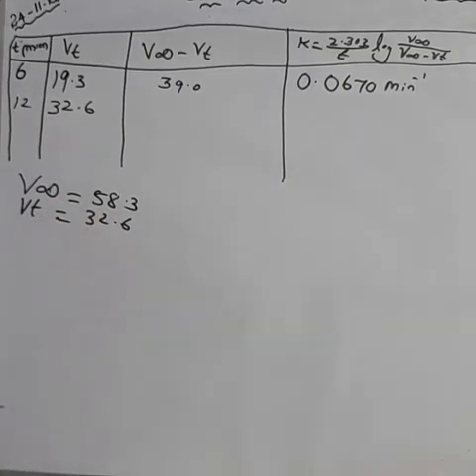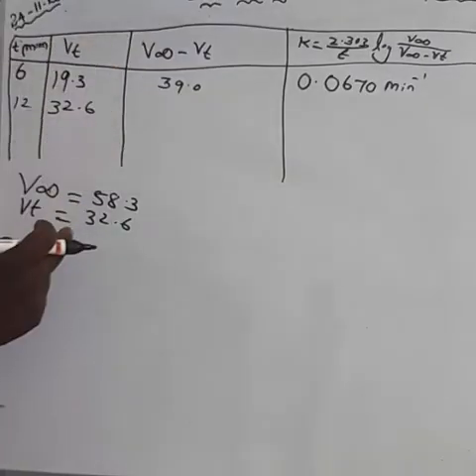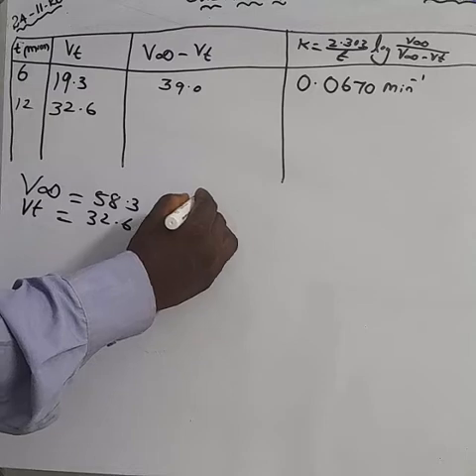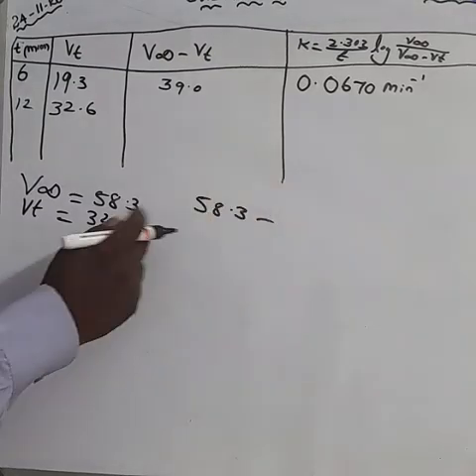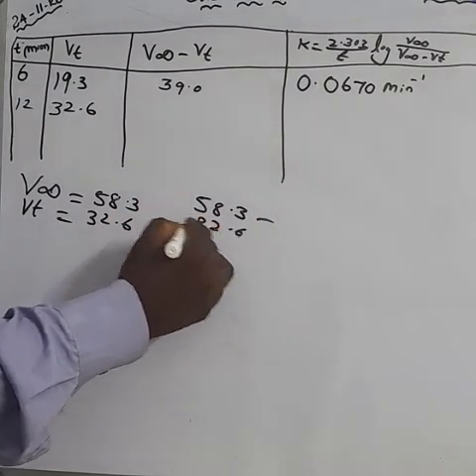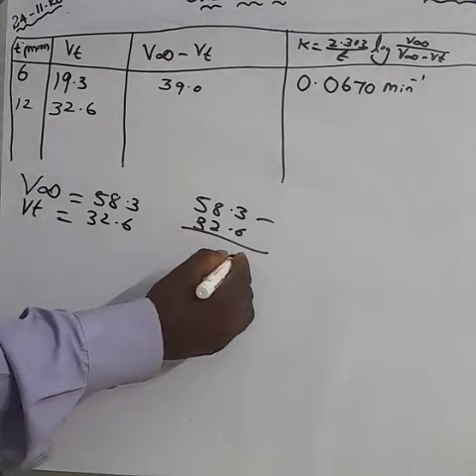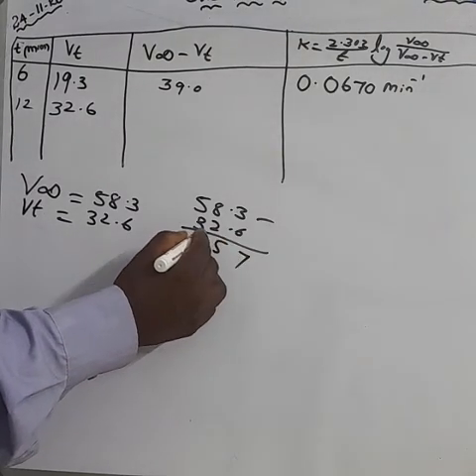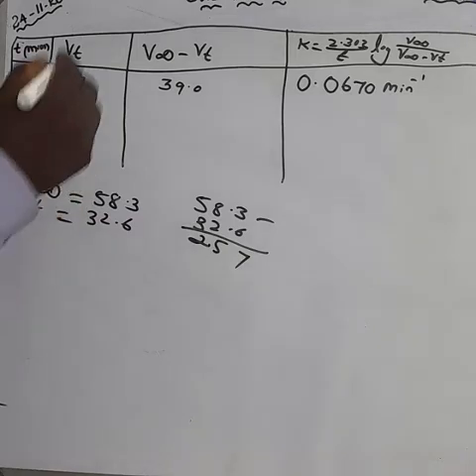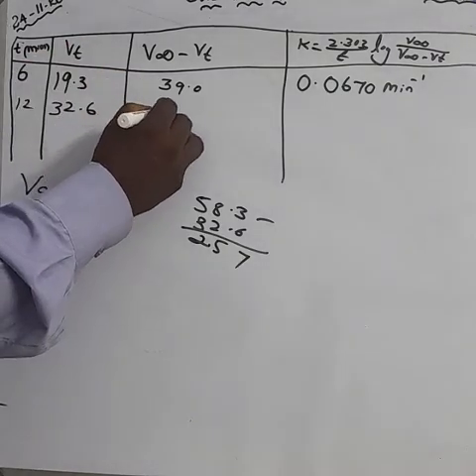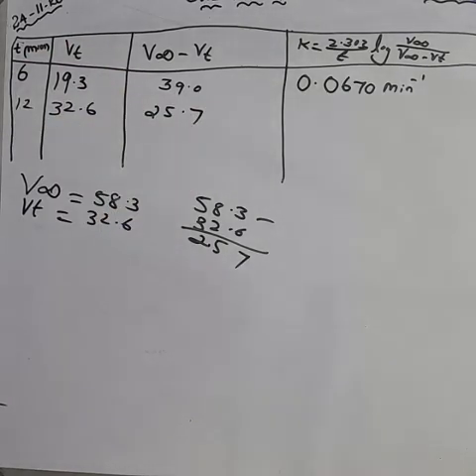Okay, 32.6. Anyhow, V infinity minus Vt is 58.3 minus 32.6. When we subtract, we get 25.7. So 25.7 is the V infinity minus Vt.